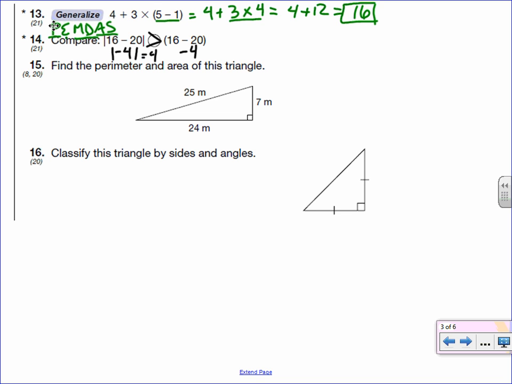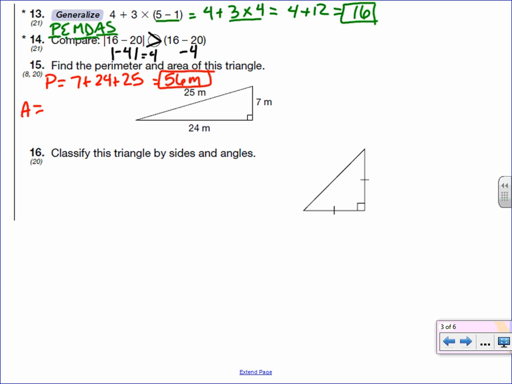Find the perimeter and area of this triangle. Well, perimeter, you just add up all the sides. So 7 plus 24 plus 25. 24 plus 25 is 49, and 7 is 56. And perimeter has the same units as the lengths.